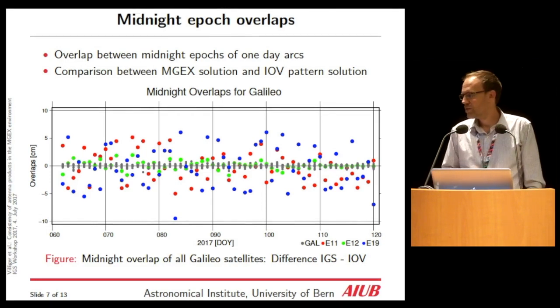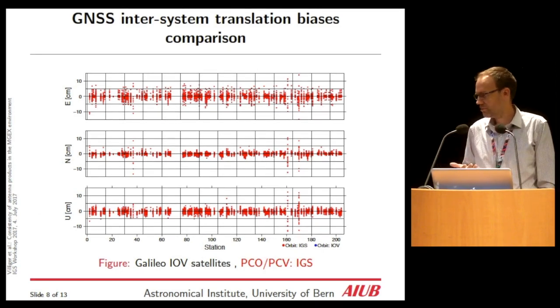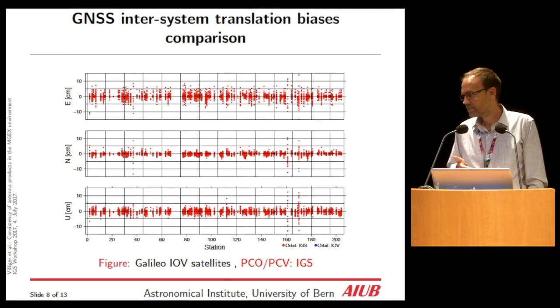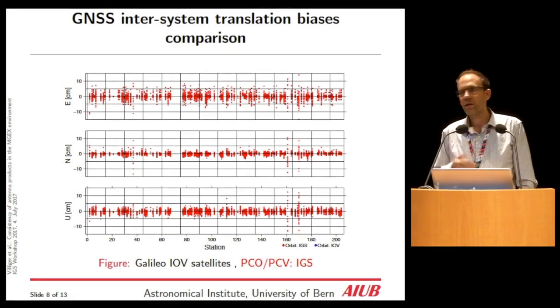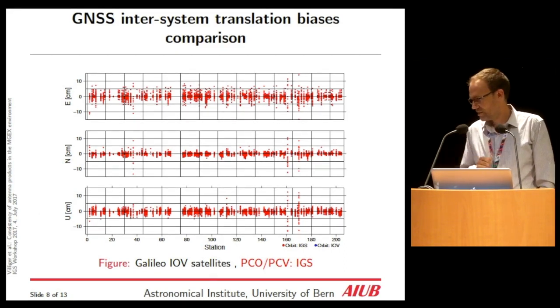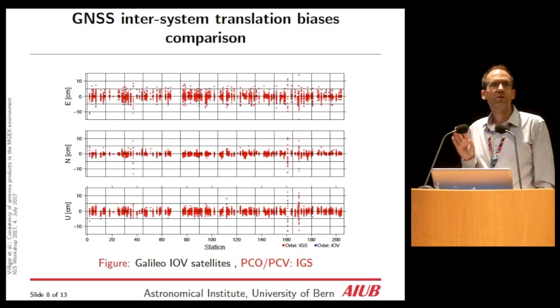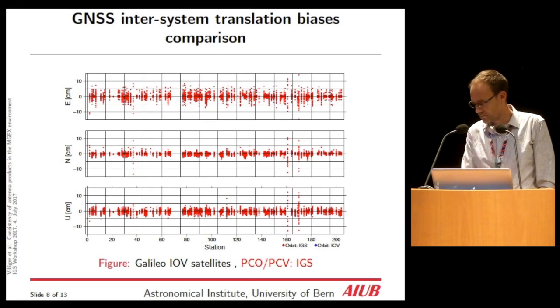The next test is then to look at these inter-system translation biases. So I produced a new experiment where I introduce again the IOV patterns and this inter-system translation bias and produce the orbits and this offset between the GPS and the Galileo satellites. I introduced 2 different sets of offsets. One offset is between the GPS coordinates and the coordinates based on the FOC satellites, which we see here. And the other one is the comparison difference between the GPS and the IOV satellites.